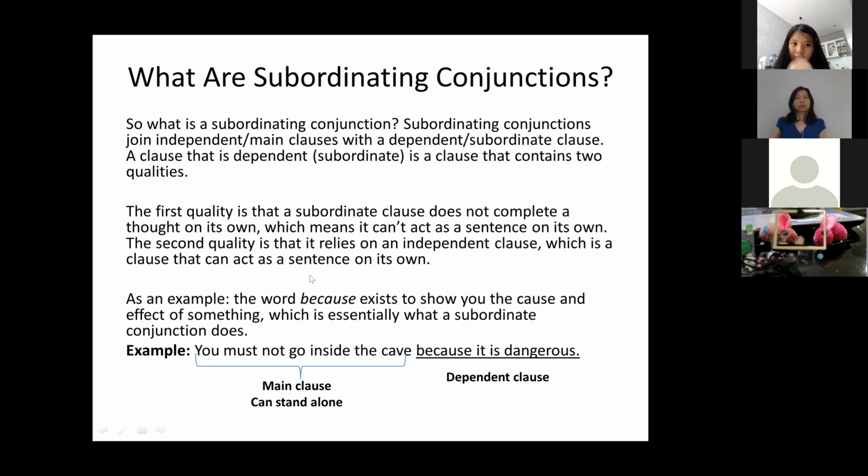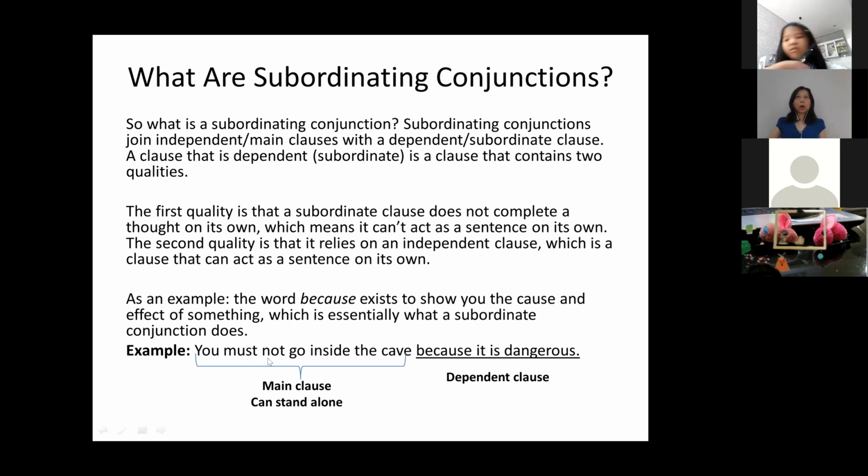Now the third paragraph. Who wants to read? Bella, go ahead. As an example, the word "because" exists to show you the cause and effect of something, which is essentially what a subordinating conjunction does. Example: you must not go inside the cave, main clause, can stand alone; because it is dangerous, dependent clause. Thank you, children.